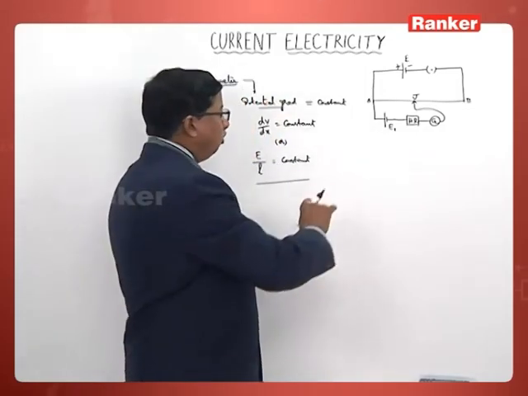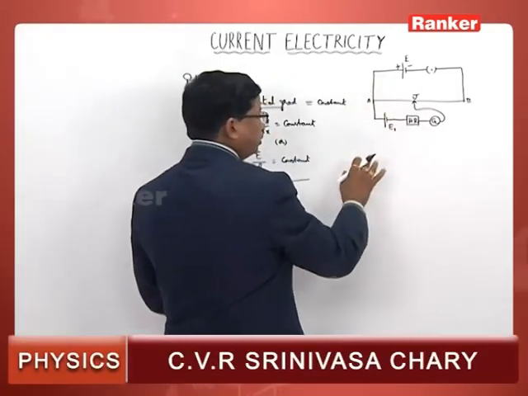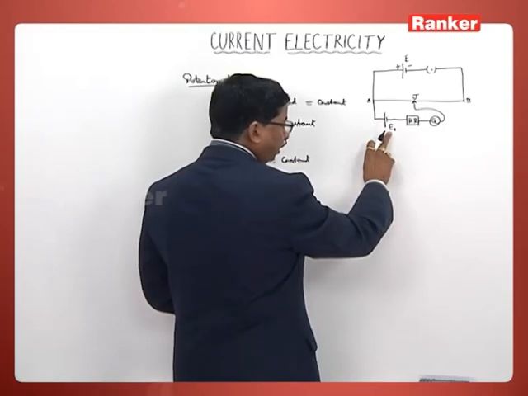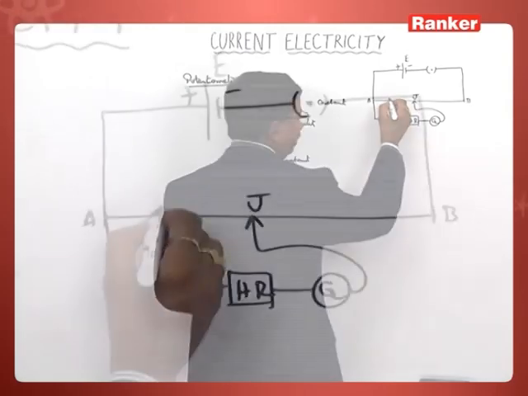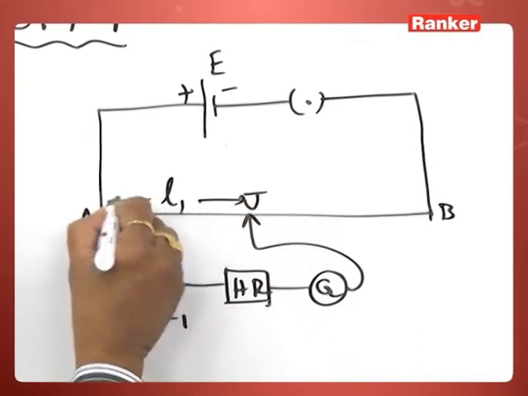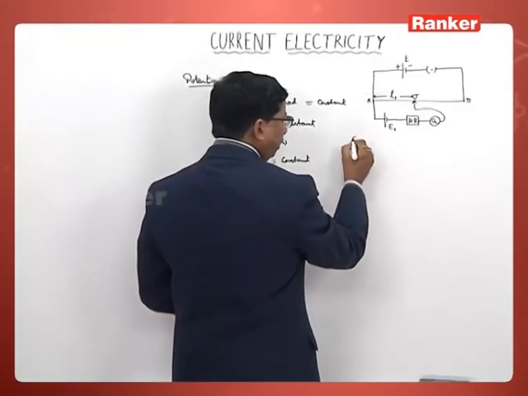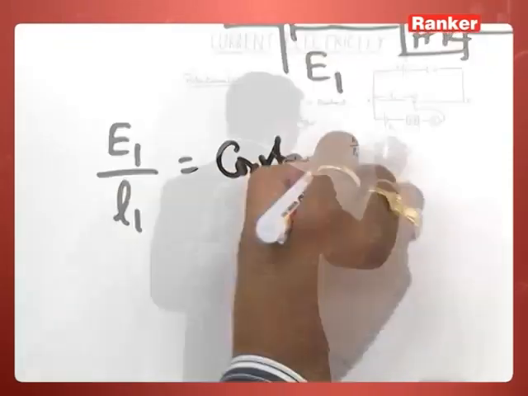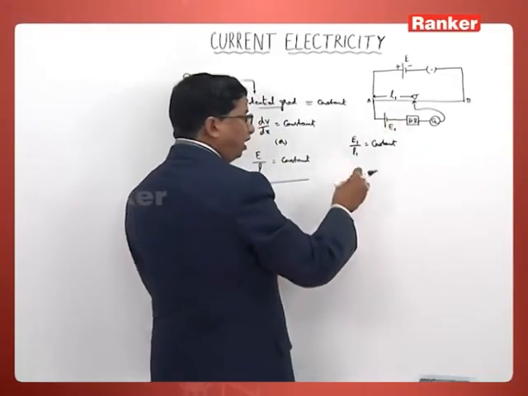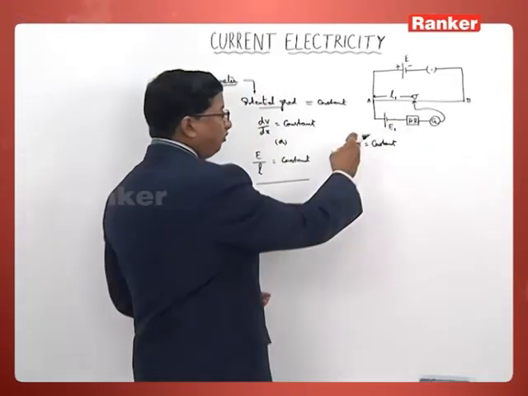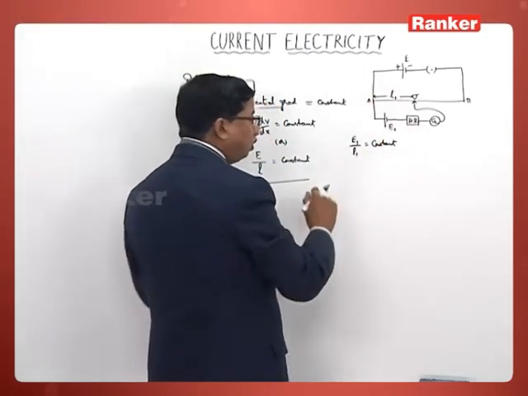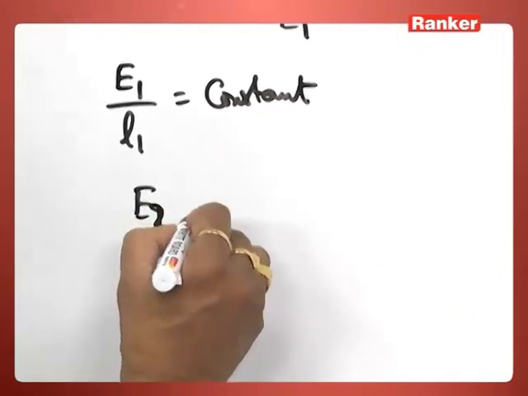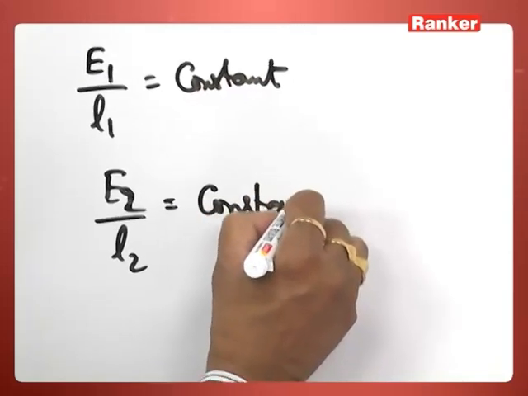Come to the second one. What exactly are the different equations of potentiometer? I'll simply remind you. When we are taking up one cell connected here of EMF E1, let us take the balance length here as L1. Then what can I write here? E1 by L1 will now be a constant. Suppose I replace this one by another cell of EMF E2, and I get the corresponding balancing length as L2, then I can rewrite the same equation this way: E2 by L2, that now becomes a constant again.